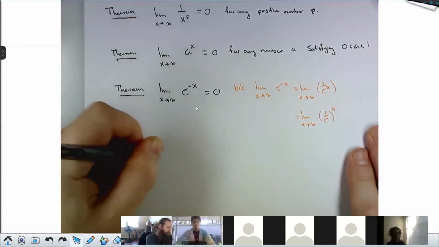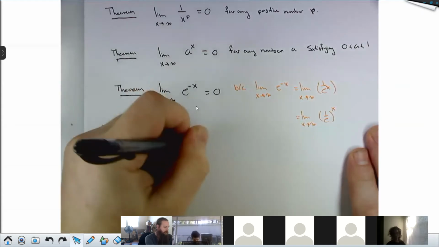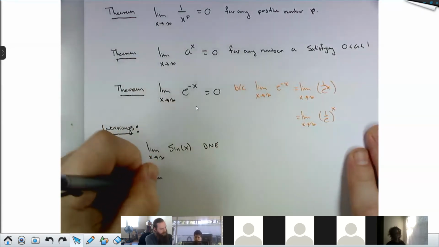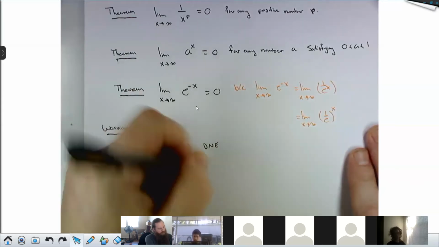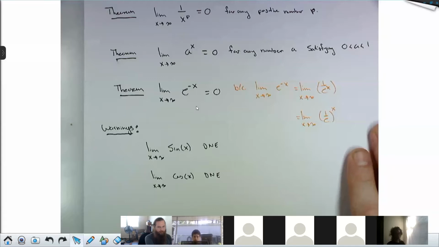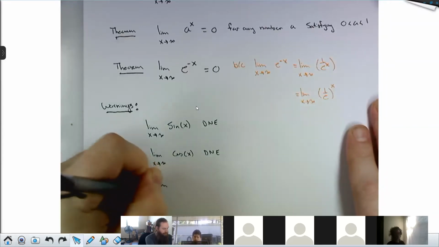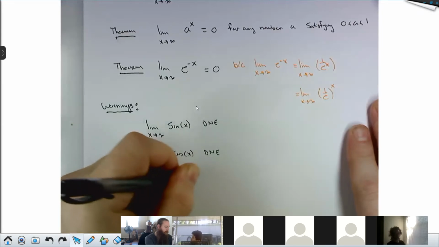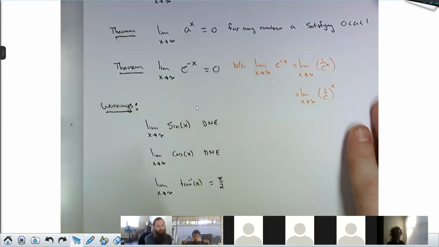The limit as x goes to infinity of sine x does not exist. The limit as x goes to infinity of cos x does not exist. These are things people tend to forget. And then one other important one: the limit as x goes to infinity of the inverse tangent of x. This one does exist, it's pi over 2.